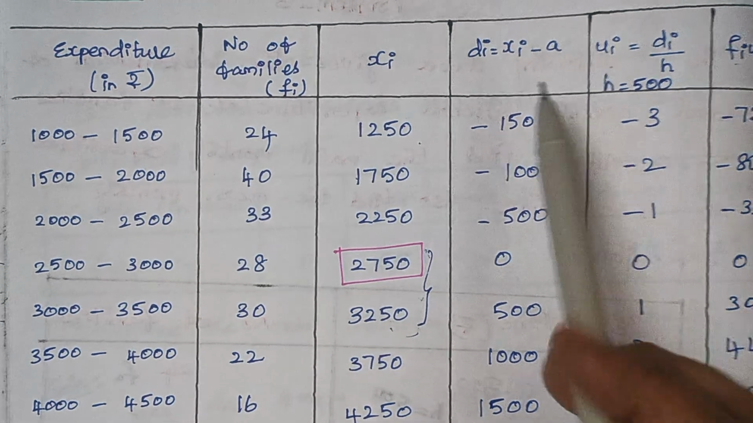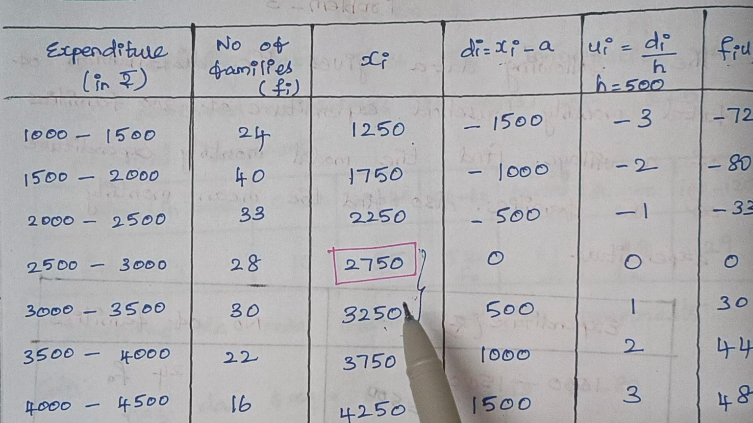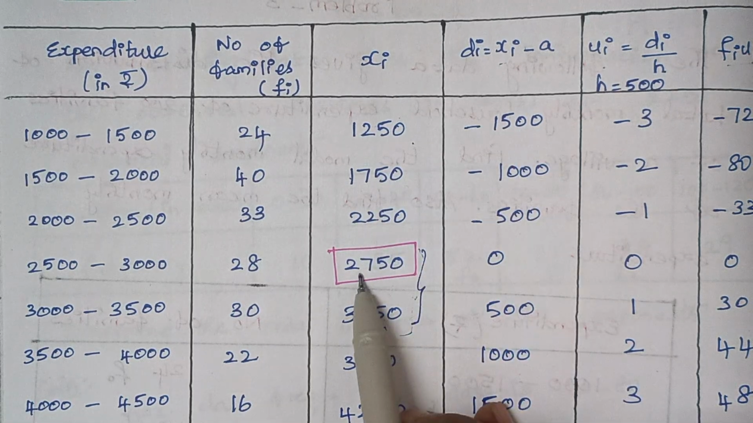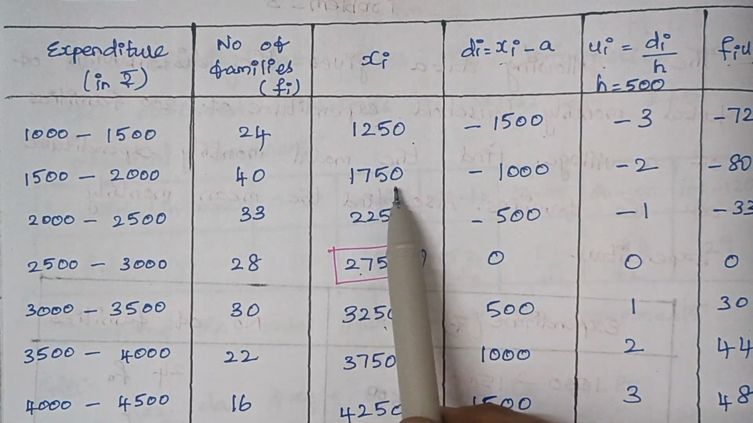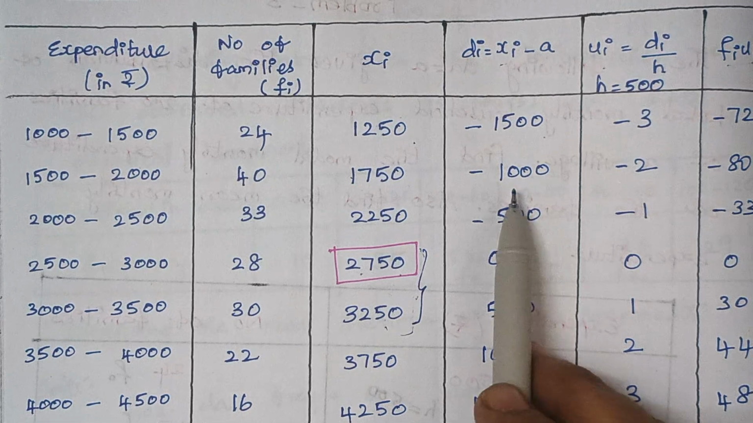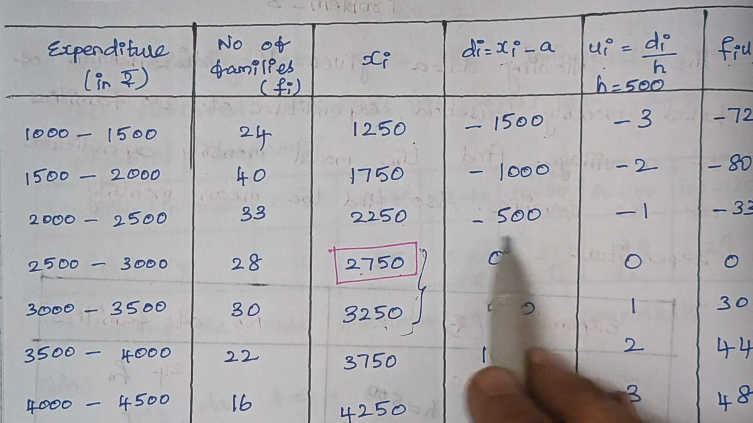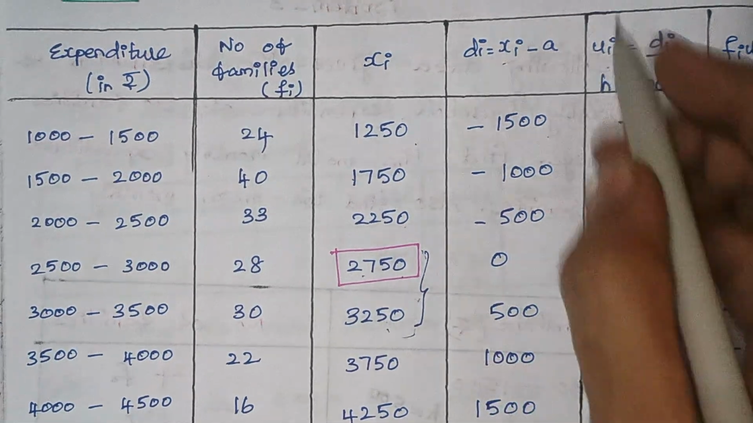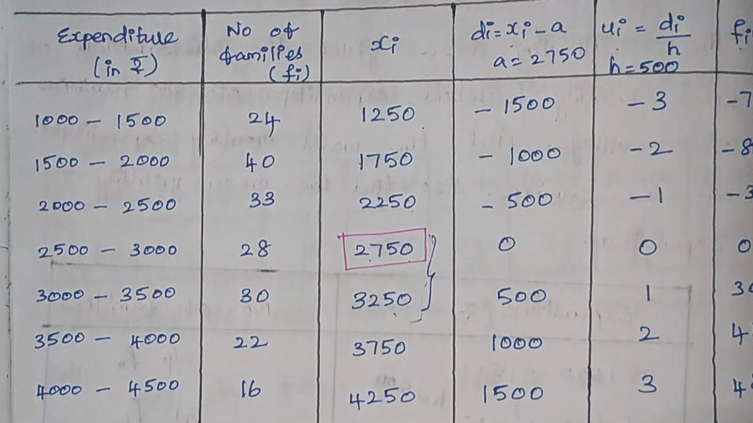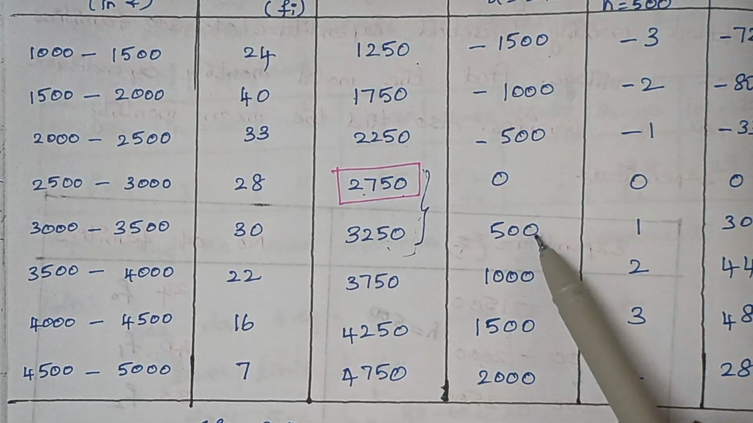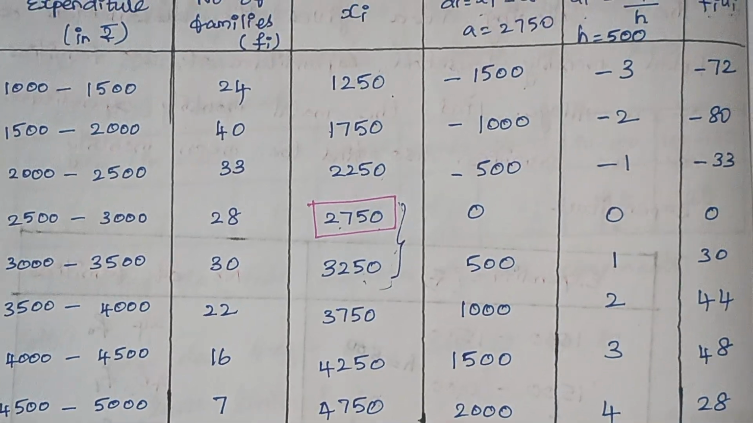So here Di is Xi minus A. These are all the different values of Xi. So 1250 minus 2750 gives you minus 1500. Similarly 1750 minus 2750 gives minus 1000. So 2250 minus 2750 gives minus 500 and here it is 0. So you can write the value of A as 2750 here. In the same way, when you subtract, here we are getting all the positive values. So that's all. Now we will proceed with our Ui.